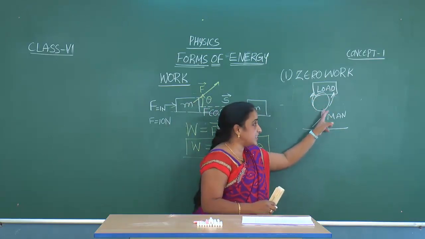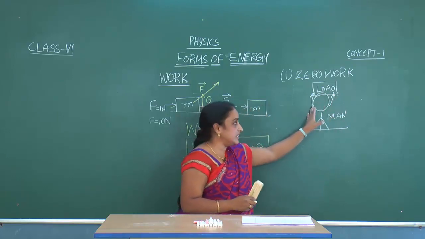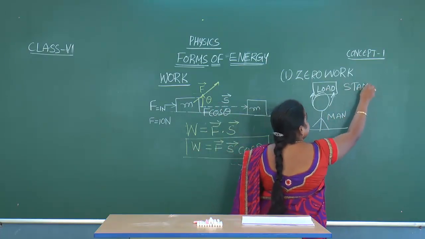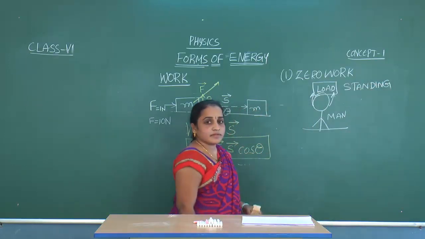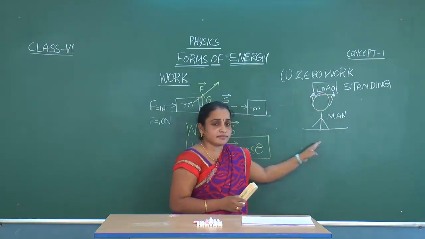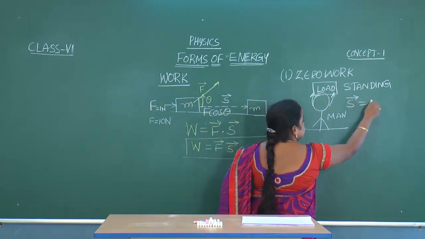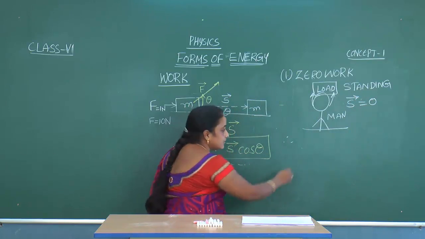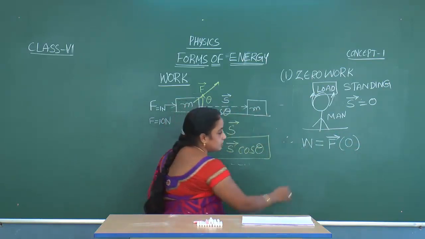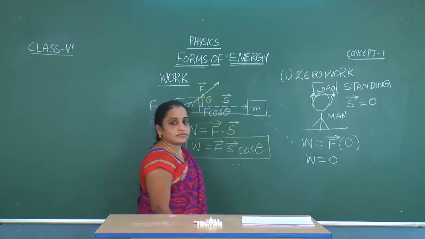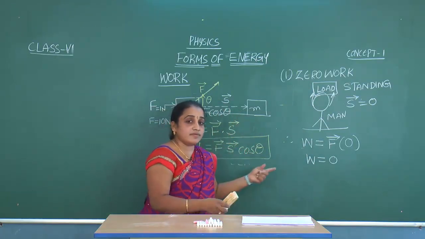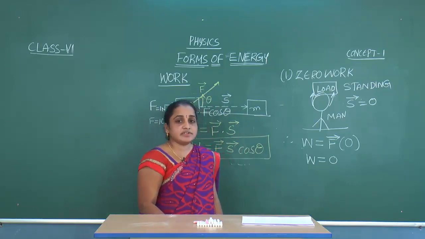Is there any displacement in this load or in the man? No, he is just simply standing with some load on his head. There is no displacement in the load or the man. So I can say displacement is zero. Therefore, the work done is F bar into zero. Therefore, work done is equal to zero. There is no work here; the work is zero. Still one more example we'll see when this work is zero.